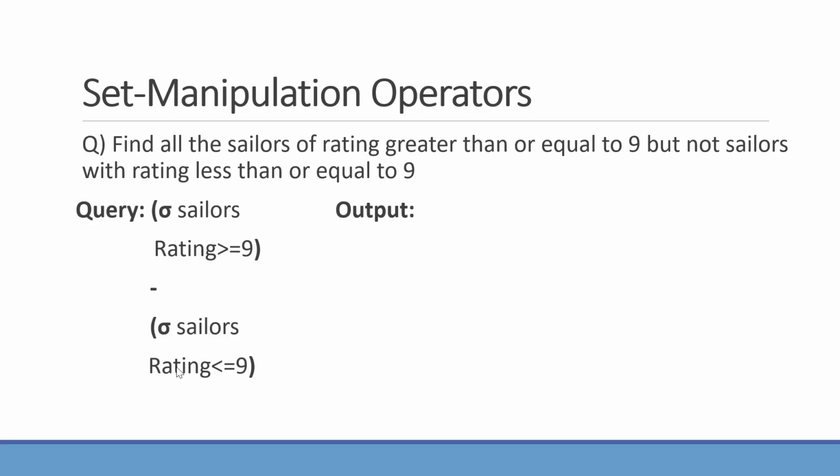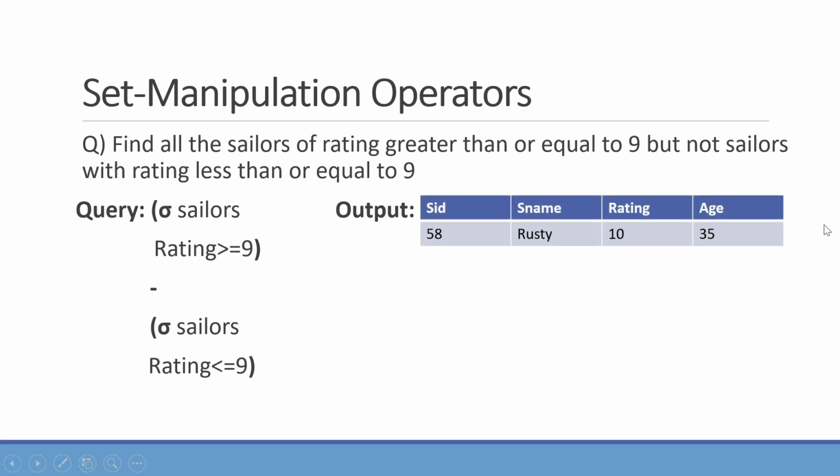The sigma sailors rating less than or equal to 9. So we use sigma for two conditions, and here it specifies that but not the sailors with rating less than or equal to 9. We have the sailors for rating greater than or equal to 9, but we should not include the sailors with rating less than or equal to 9. So we use a set difference operator. So we use this to get the output SID, SName, rating, age, Rusty with SID 58 and rating 10 and age 35.